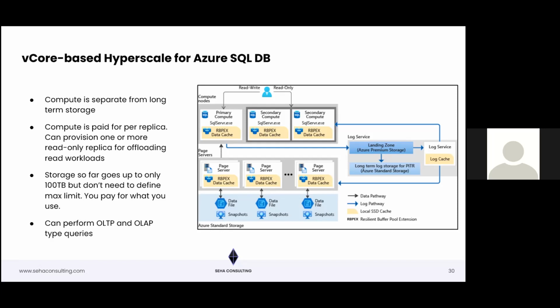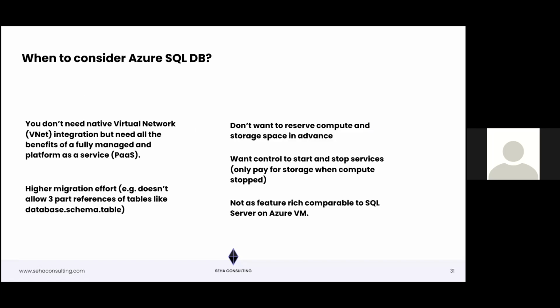And with compute, you can have a primary compute, which can do read-write operations, and you can have secondary computes as well, which can be read-only computes. So if you're doing OLAP workloads, this vCore-based hyperscale model for Azure SQL DB seems like a very interesting option. But once again, you don't have the SQL Server Agent option, right? If you're running the SQL Server Agent right now, to move to this type of model to leverage these capabilities, you have to worry about all those other services that you're running on-prem and split them out.